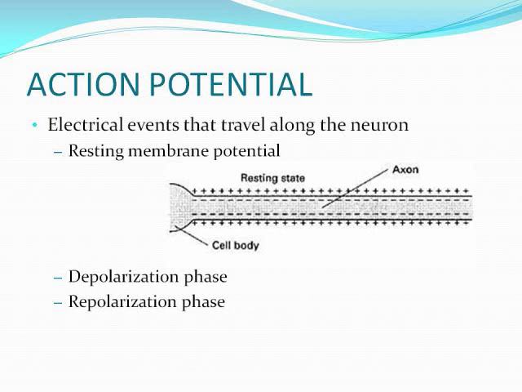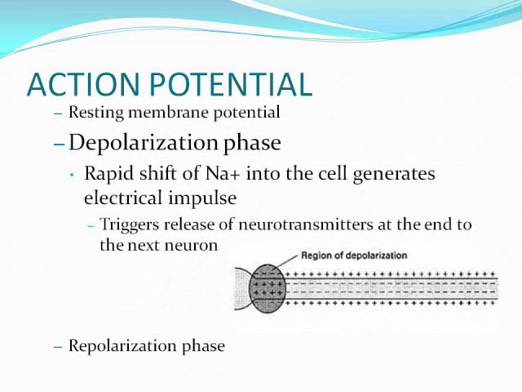So here we see the resting membrane potential. That is the polarized cell. There's the two other stages here, the depolarization phase and the repolarization phase. During depolarization, there's a rapid shift of sodium ions into the cell, and that generates an electrical impulse. It triggers the release of neurotransmitters at the end and into the next neuron. On this diagram, you see the one area that is circled and shaded, and that area of depolarization is going to continually work down the shaft of the axon to the right.